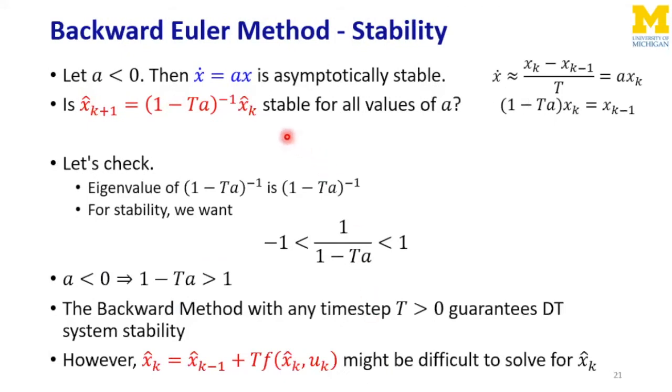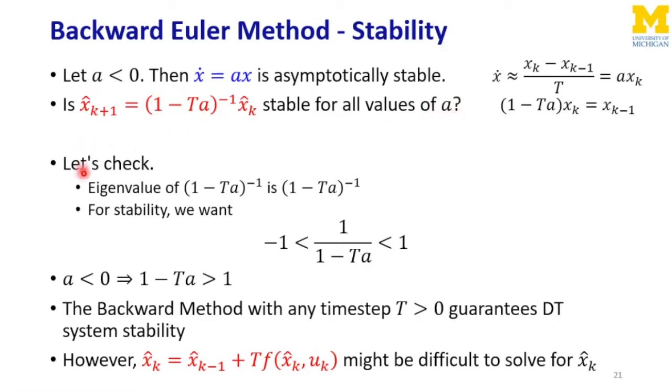Okay, similarly, we can do the same analysis for the backward Euler method. We assume that A is less than 0, which makes x star equals AX asymptotically stable. And the backward Euler approximation, the DT system obtained with the backward Euler method, is shown here. And the question again is, is this stable for all values of T? Okay, this is supposed to say T. I'll fix this in the slides.